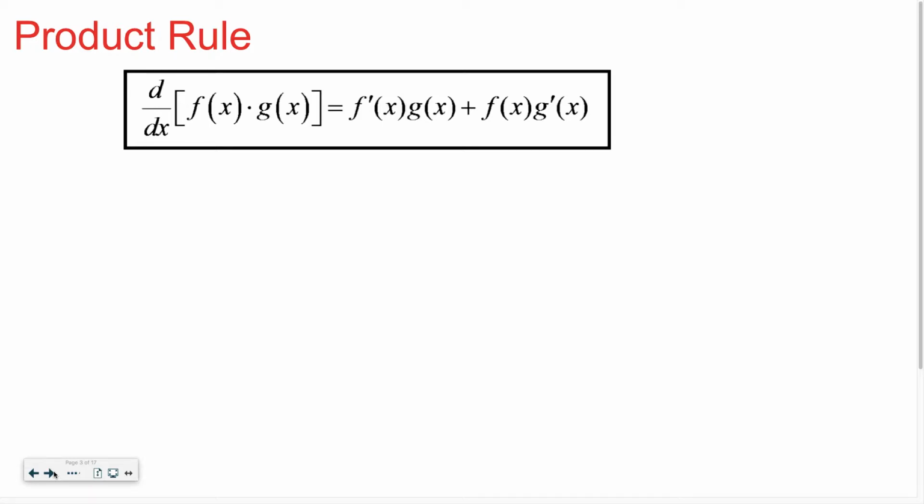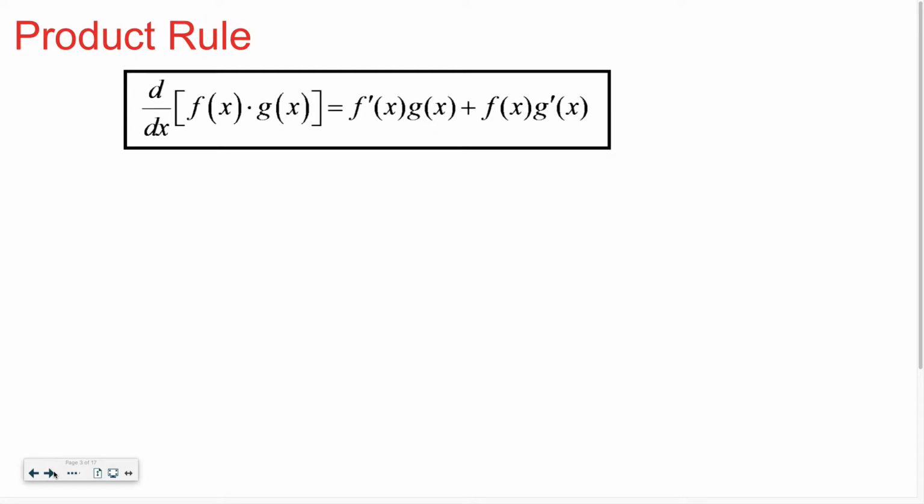You have the derivative of a product. We have the derivative of f times g plus f times the derivative of g. So you essentially have 2 pairs. And in each pair, you have a derivative with the original, and then the other derivative with the other original.